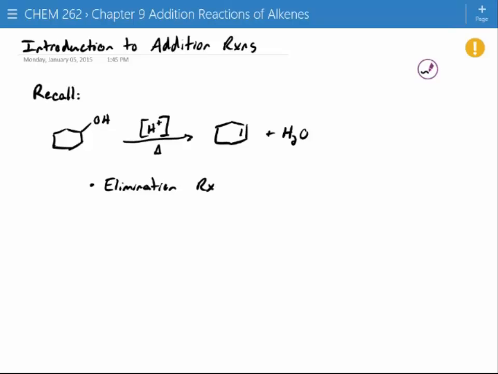So elimination reactions result in a new double bond. How can we favor elimination reactions? We already touched on it. High temperature. So the reaction is favored at high temp.